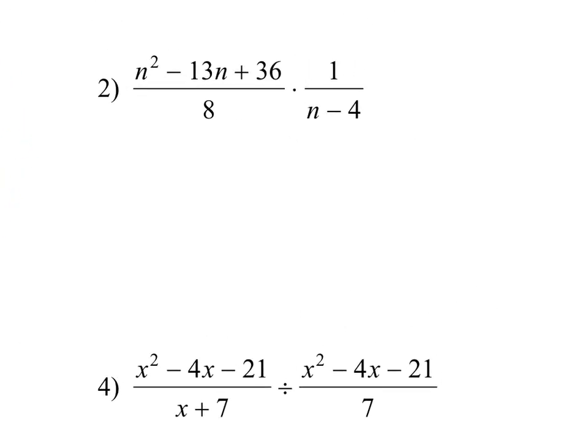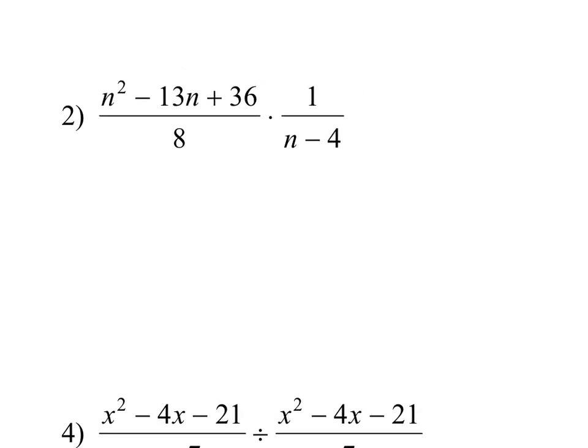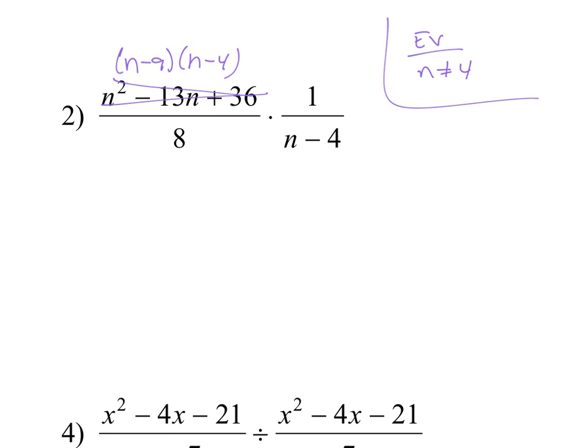So same thing, multiplying. So I want to factor everything. So what factors to 6 add to give you 13? 6 and 6. 9 and 4, there we go. So n minus 9 and n minus 4, bam, bam. My excluded values, just the denominators, so n cannot equal 4. Just write that down somewhere. Now let's start canceling, so those cancel. So I just got an n minus 9 up top and an 8 on bottom.